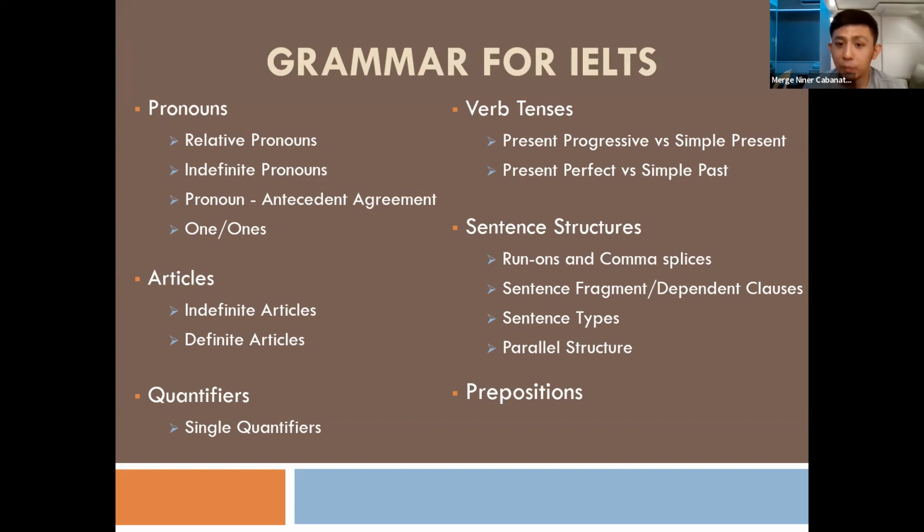For verbs, I am going to give you an idea: what is the difference between the present progressive and the simple present? And also the use of the present perfect compared with the simple past. For sentence structures, we also have run-on sentences, okay? So the run-on sentences, they have a difference from comma splices. We also have the sentence fragment, parallel structure, and lastly, prepositions.